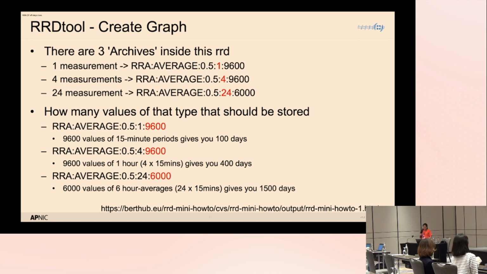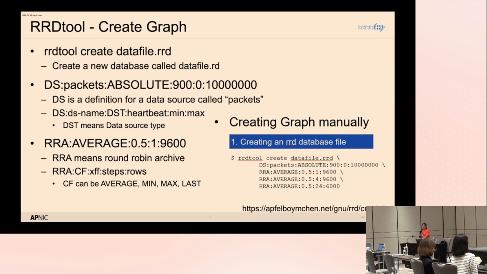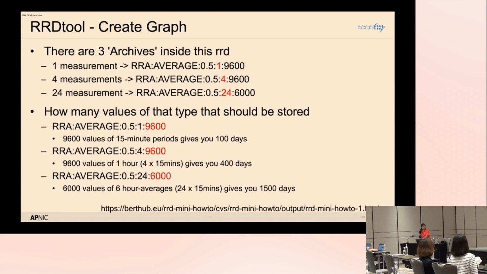What was the heartbeat value earlier? Heartbeat is 900. What is 900? It's 900 seconds, which is what? 300 is 5 minutes, so 900 is 15 minutes. Okay, so the 15 minutes is based on this value. So what we mean when we create this array is that we can have 9600 values. We have 9600 slots of 15-minute periods, which will give you 100 days.